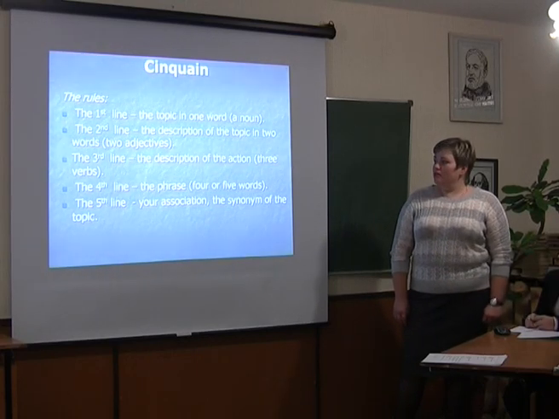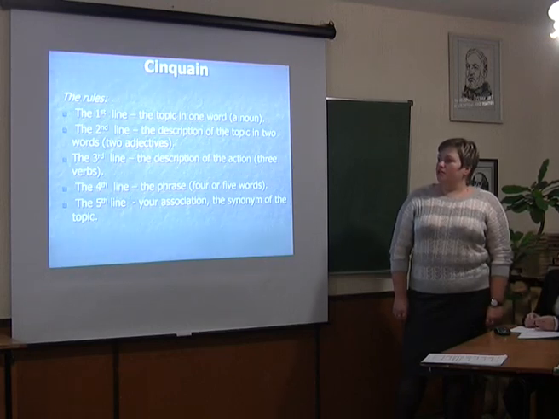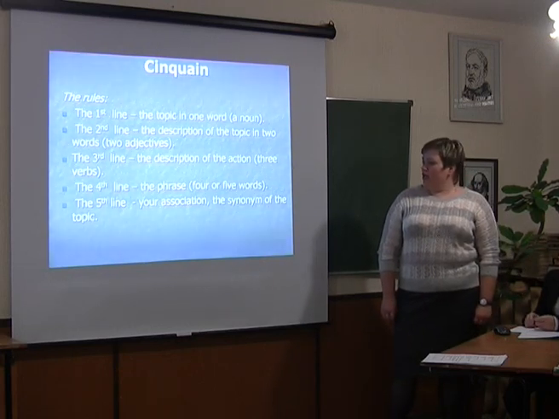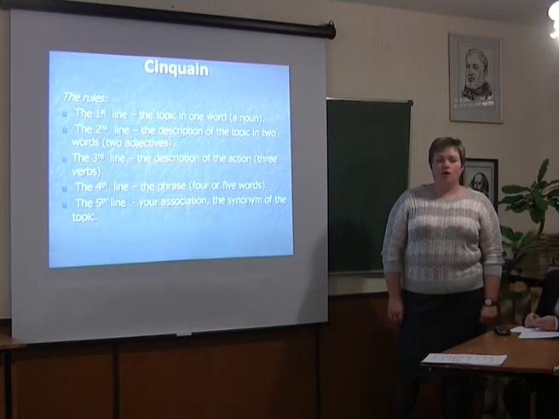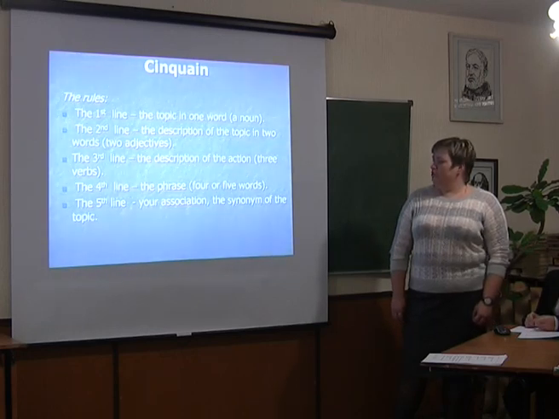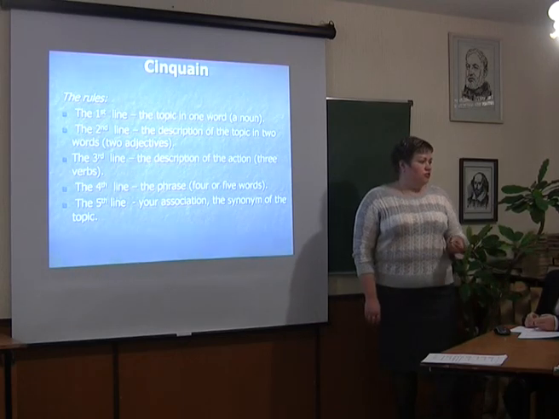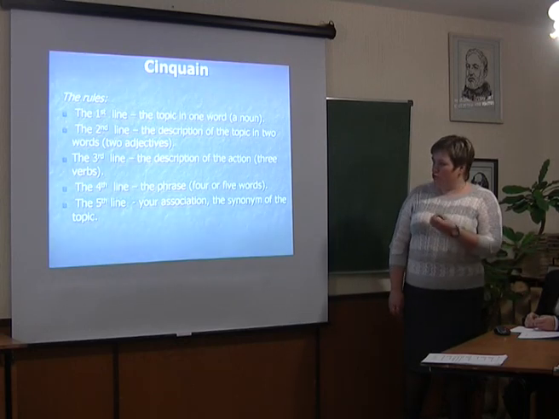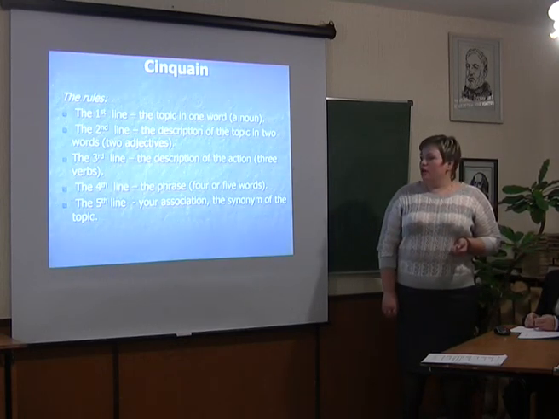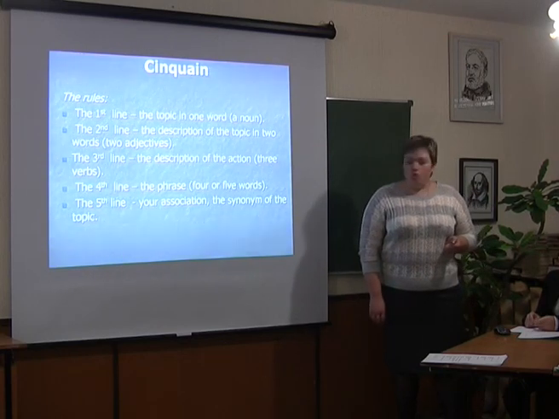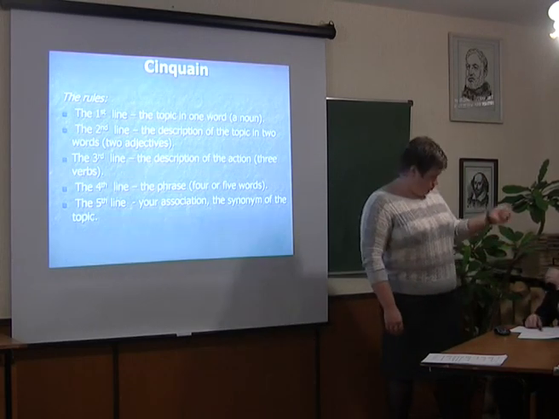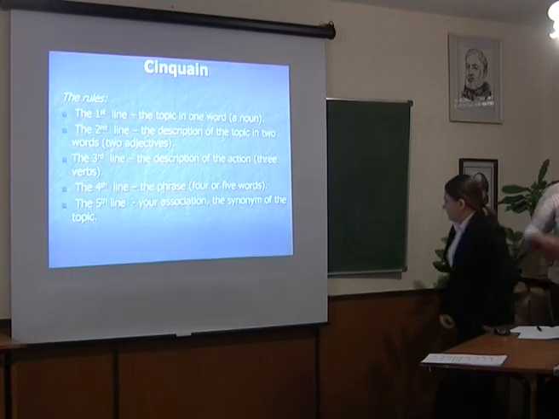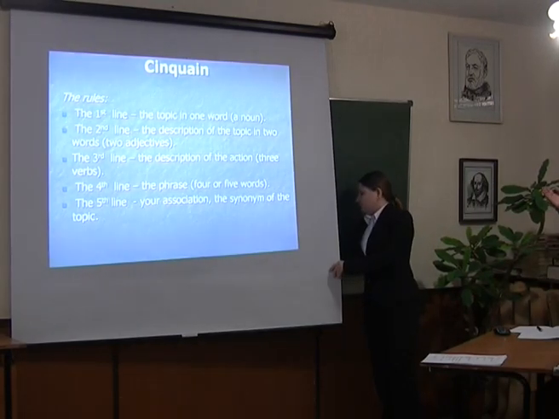Usually there are 2 adjectives. The third line is the description of the action, 3 verbs. The fourth line, the phrase, 4 or 5 words that describe our topic. And the fifth line, your association, the synonym of the topic. So now let's write a cinquain. Who will, Ksusha, please. And you will help her.